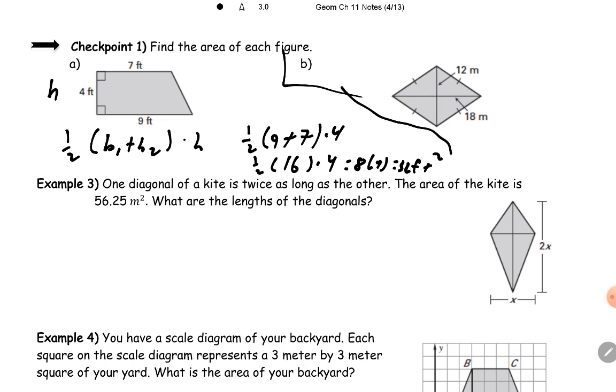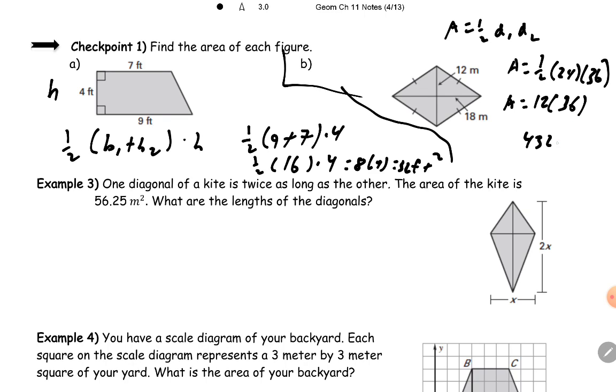Part B. Area is 1/2 diagonal 1 times diagonal 2. Okay, area is 1/2 of 12 plus 12, which is 24. 18 plus 18 is 36. So I'll have area equals 12 times 36, which is 432, and then our units, square meters.